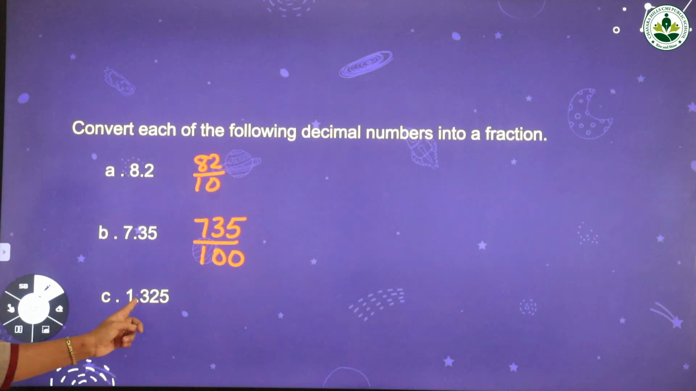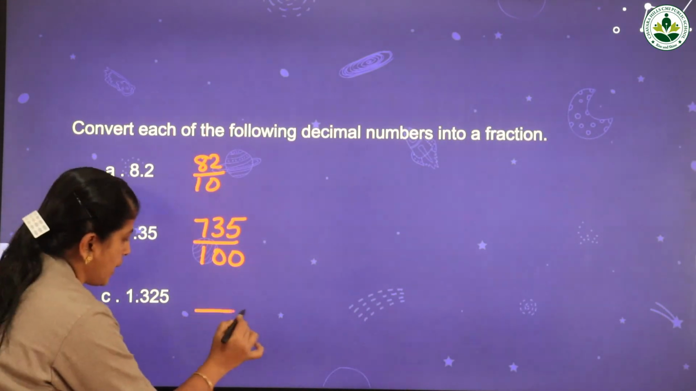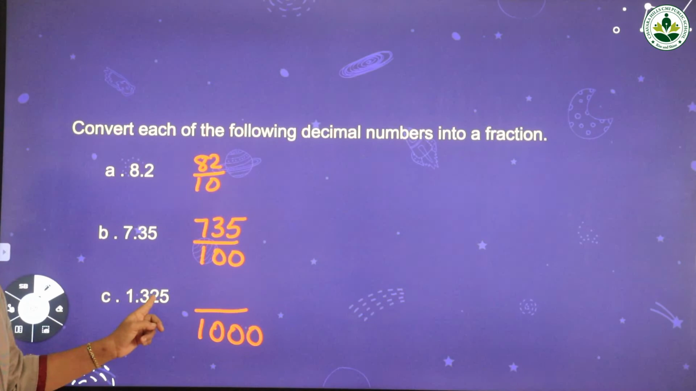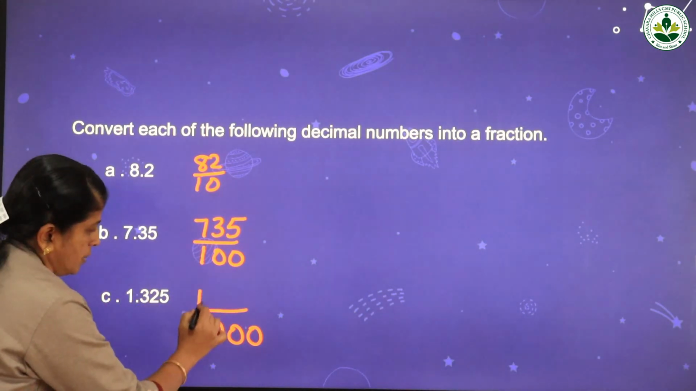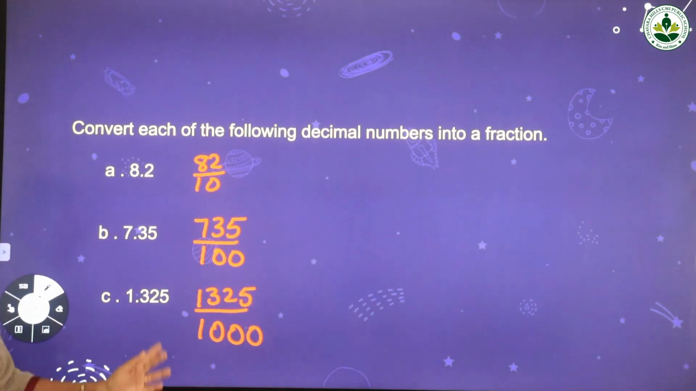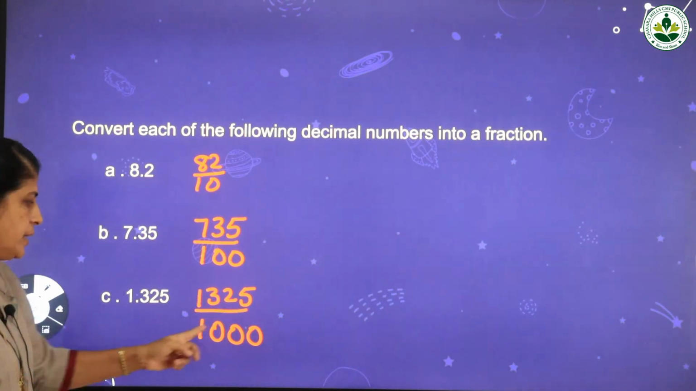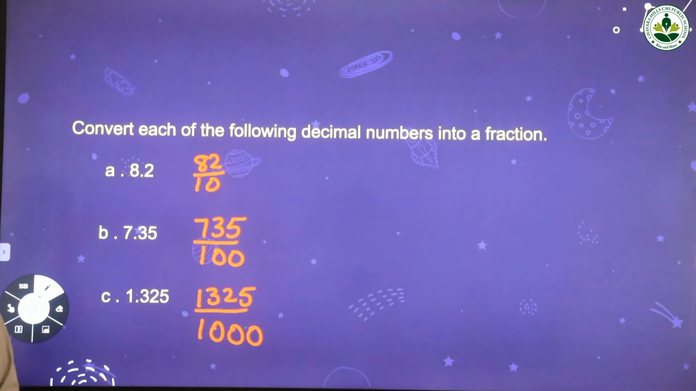1.325. In 1.325, there are 3 digits after the decimal point. That means the denominator should be 1000 because there are 3 digits after the decimal point. Then write the number as the numerator. 1325 is the numerator and the denominator is 1000. 1325 divided by 1000 is the fraction form of 1.325.